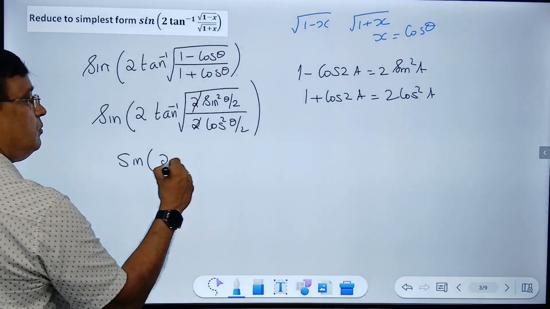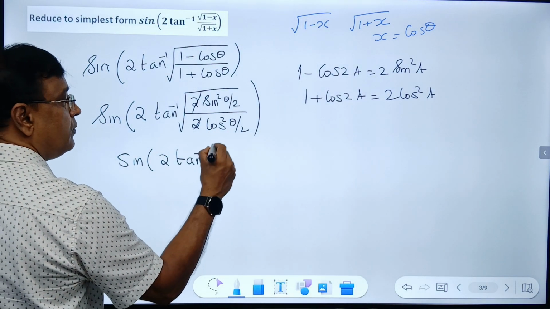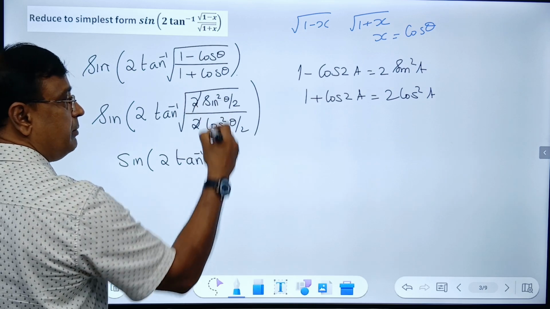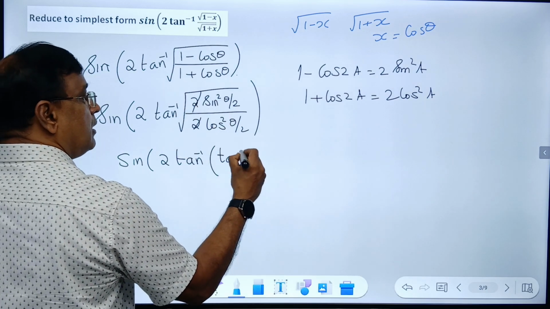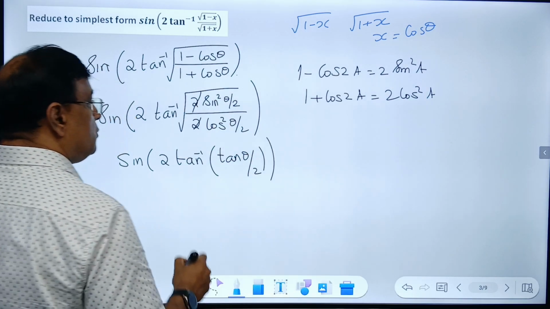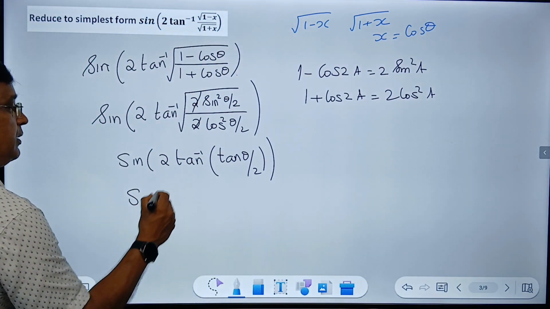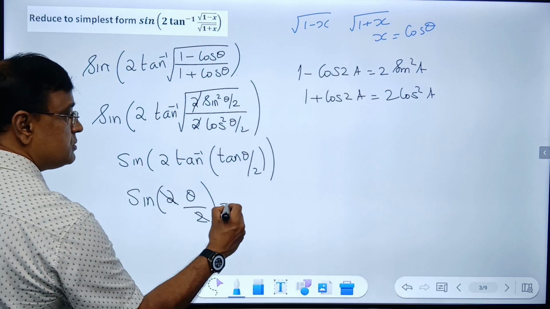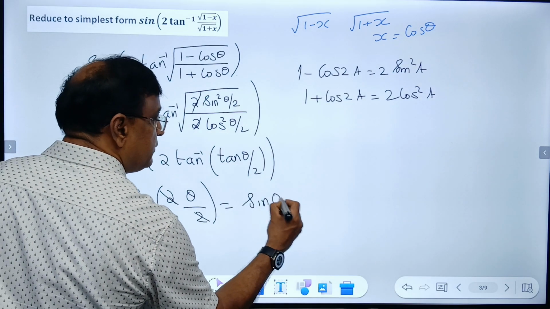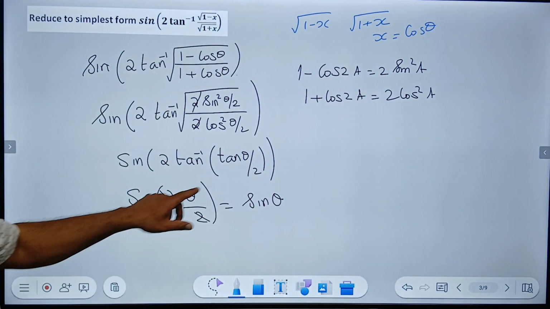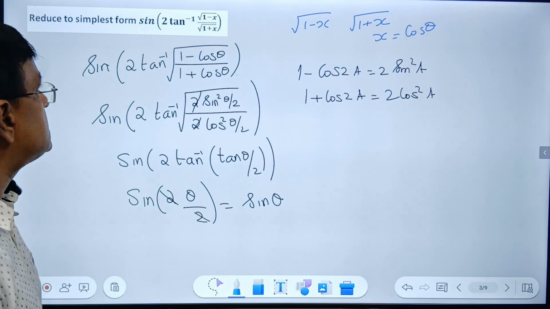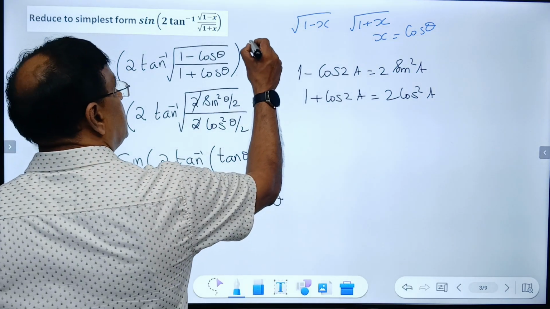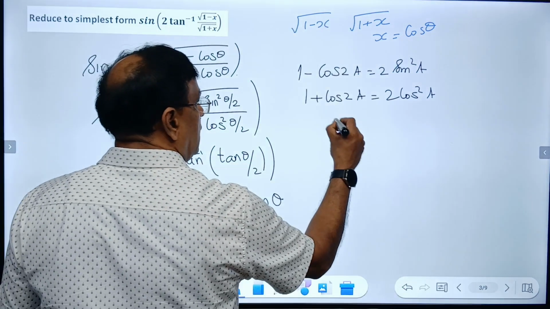So 2 gets cancelled. So what you are left with? Sine of 2 tan inverse of, actually it is tan square, root will make it tan. So what is tan inverse of tan theta by 2? Yes, it is theta by 2. They get cancelled. So you are left with what? It will be sine theta. But always the answer should be written in terms of x. So my substitution was x is cos theta. Am I right? So I'll draw a triangle.